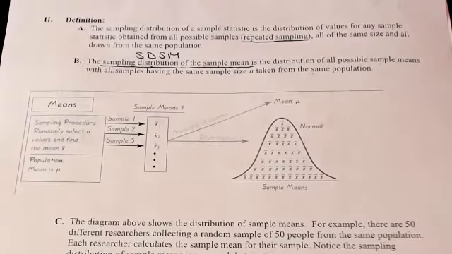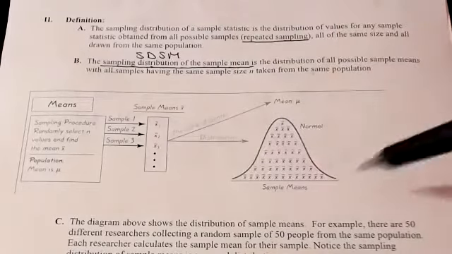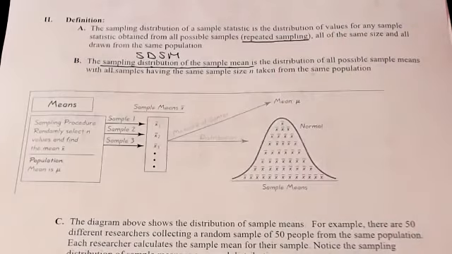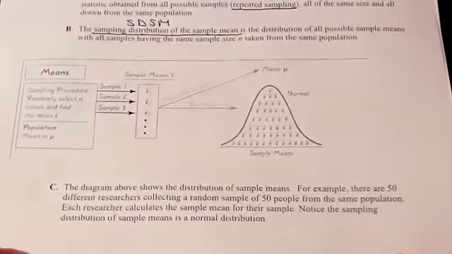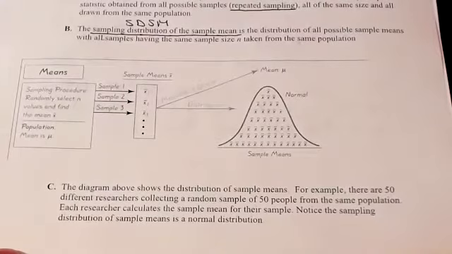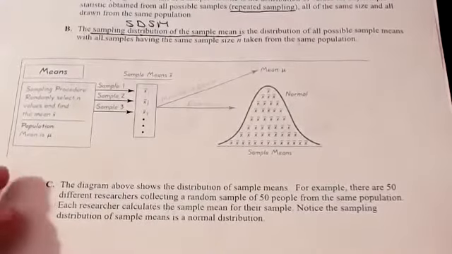The diagram above shows a distribution of sample means. So for example, there are 50 different researchers collecting a random sample of 50 people from the same population. Each researcher calculates the sample mean for their sample. Notice the sampling distribution of sample means is a normal distribution. So it's approximately normal. All right. And we can see that in the diagram, which is actually a pretty cool feature. Let's turn the page.